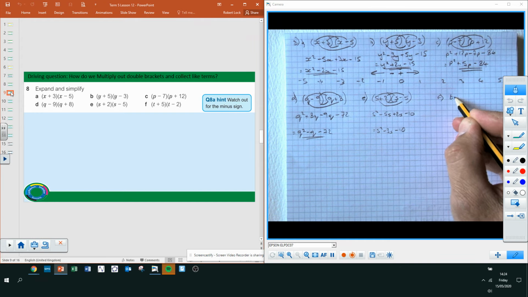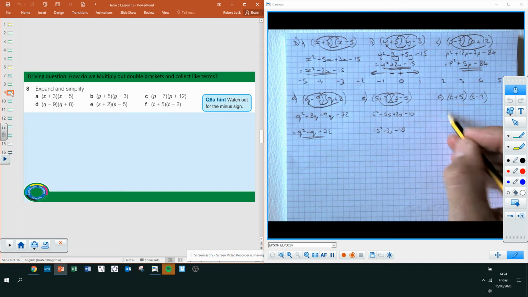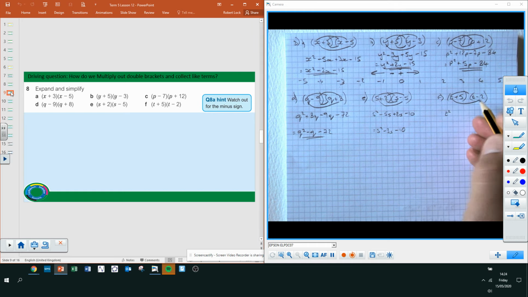t plus 5, t minus 2. So, t times t, t squared. t times minus 2, minus 2t. Plus 5 times t is plus 5t. And 5 times 2, plus and a minus makes a minus 10.